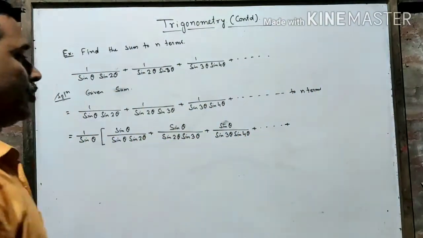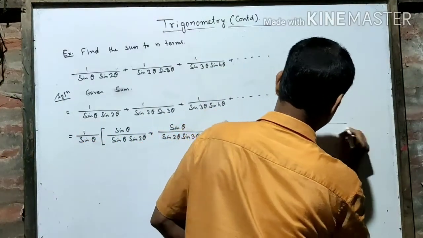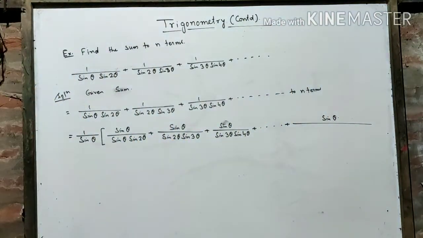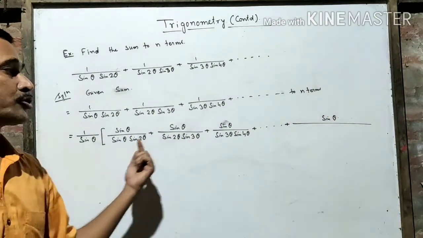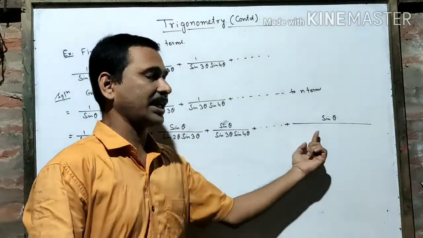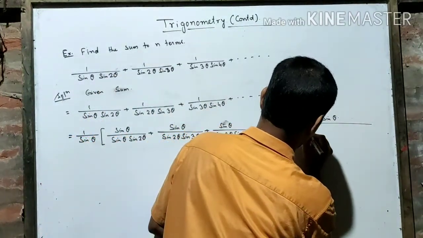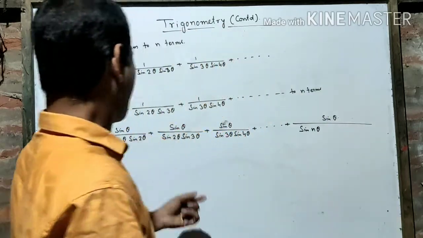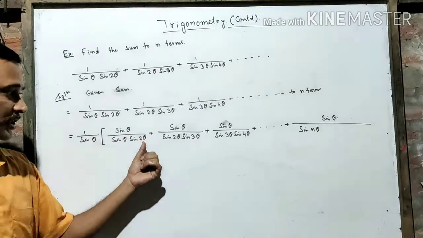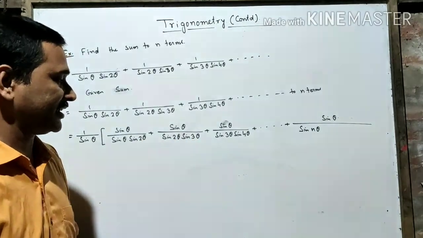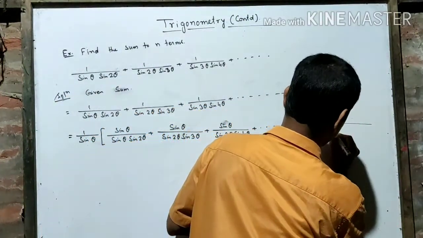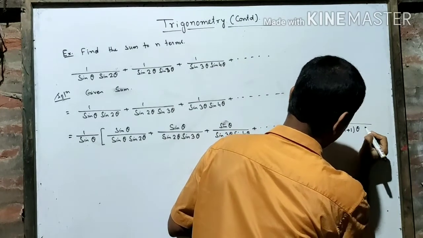So what will be the nth term? Here you see the first term contains sin theta, so the nth term will have n theta. 1 theta, 2 theta, 3 theta, 4 theta, the nth term will have n theta. So here it will be sin n theta. And with it, if it is theta, then there is 1 plus 1, 2 theta. 2 theta, then 2 plus 1, 3 theta. 3 theta, then 3 plus 1, 4 theta. So if n theta, there will be n plus 1 theta. So this will be sine of n plus 1 theta.